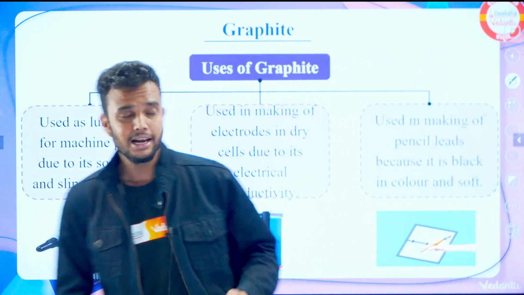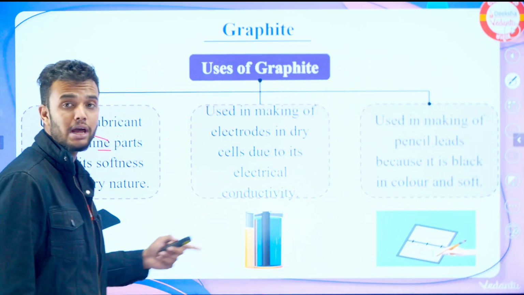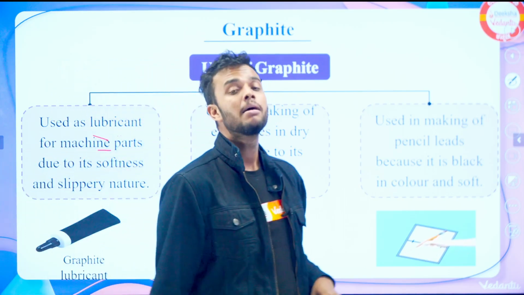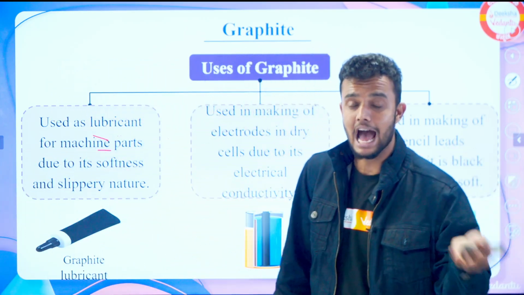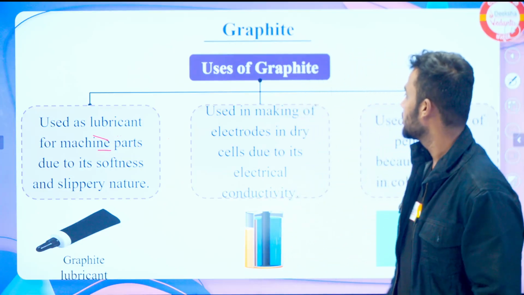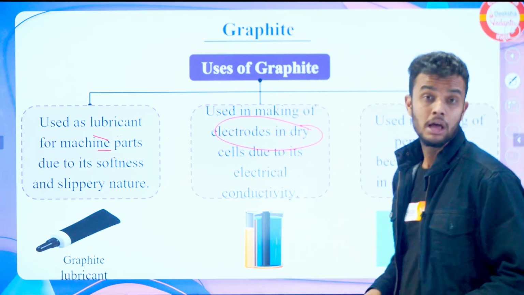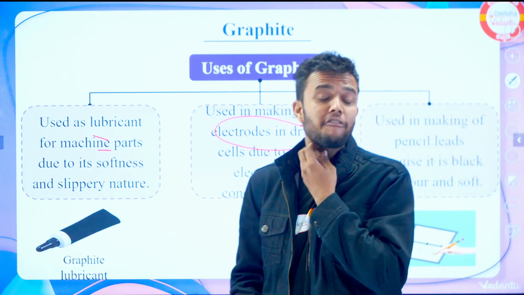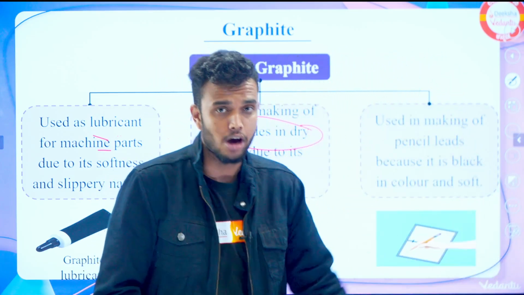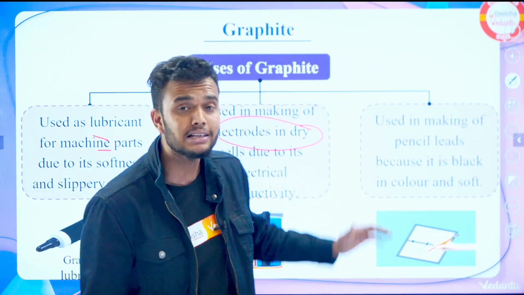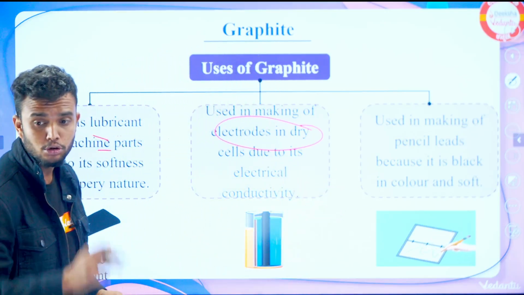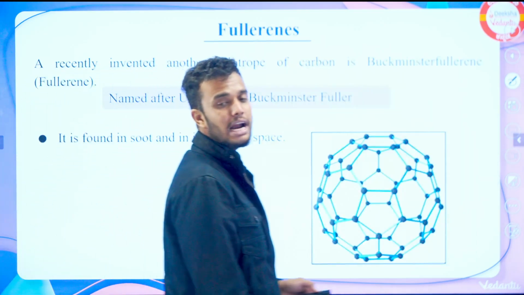These are the uses. It is used as a lubricant for machine parts. Very important. In the exam they ask you to mention the uses of graphite and diamond. Okay, please note its use in making electrodes. And sometimes they ask: graphite is a non-metal, an allotrope of carbon, but we use it as an electrode. Why? It is a competency-based question. Note down those questions. Then, students, next, fullerene.